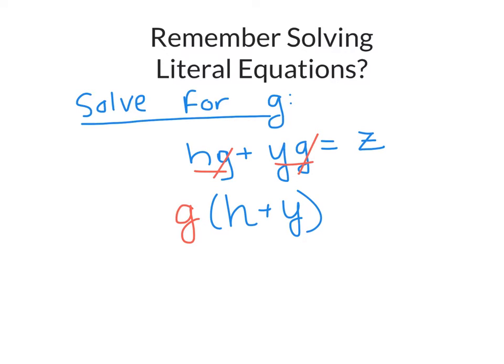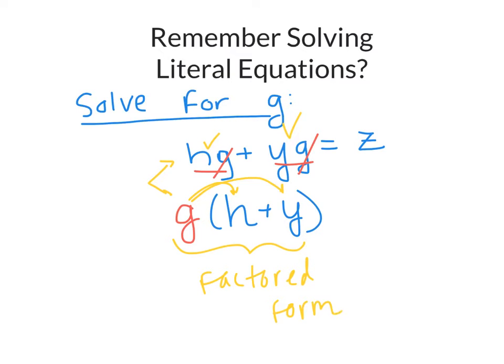Because if I were to go ahead and redistribute g to h, I would get back to hg, and g to y, I would get back to yg. So these two are equivalent, it's just they're written in different ways. And so this is called factored form. So we've actually already dealt with factoring this year. So I just wanted to show that. I'm not going to keep solving it. So let's take a look at how factoring works.